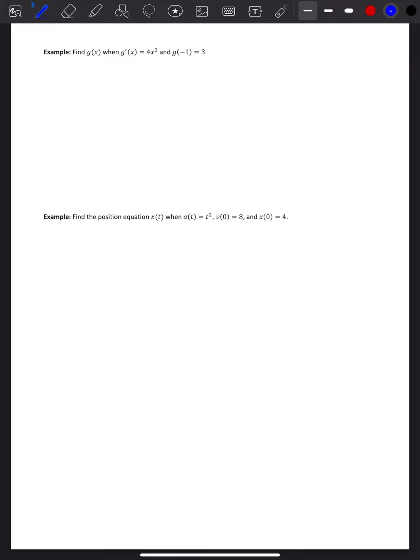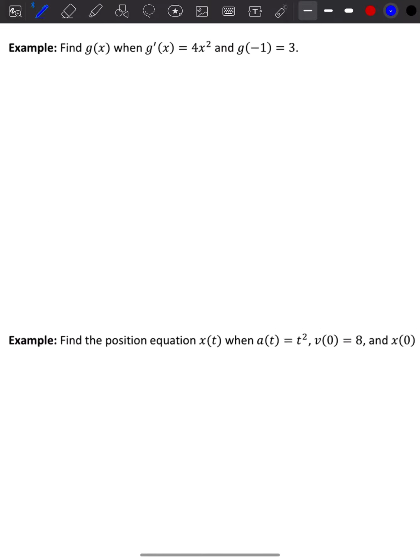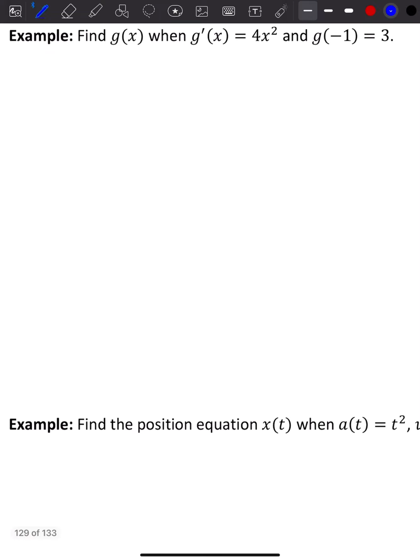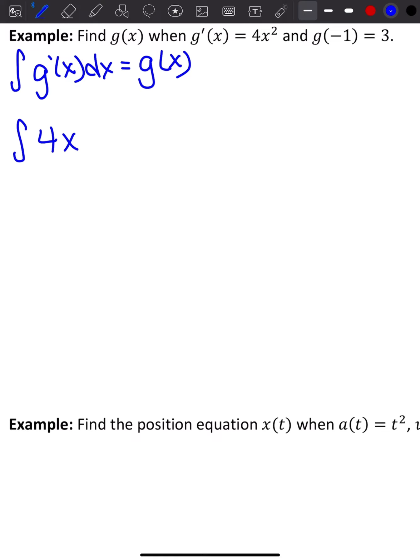So we have: find g of x when g prime of x is equal to 4x squared, and g of negative 1 is equal to 3. So this one gives us an initial condition. So we're going to start off with the integral of g prime of x. The integral of g prime of x is going to be what gives us g of x. So we have the integral of 4x squared dx.